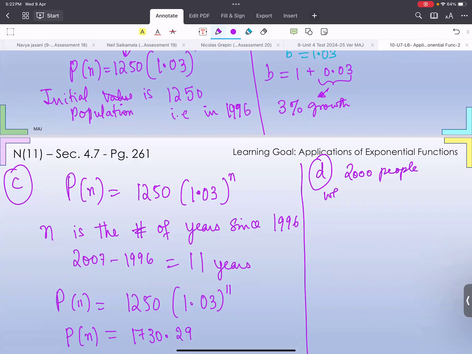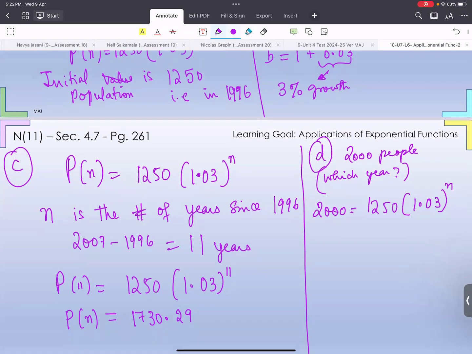Okay, basically they're asking which year. What we're going to do is say 2,000 is 1250 times 1.03 to the power of n. Let's see. Over here, on the 11th year, there were this many people. So the number has definitely got to be bigger than 11.